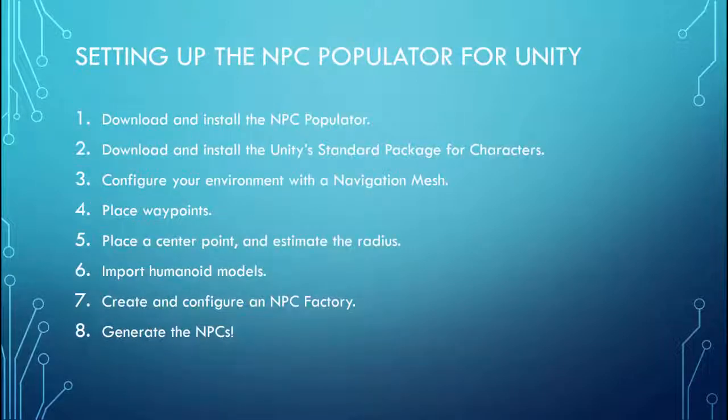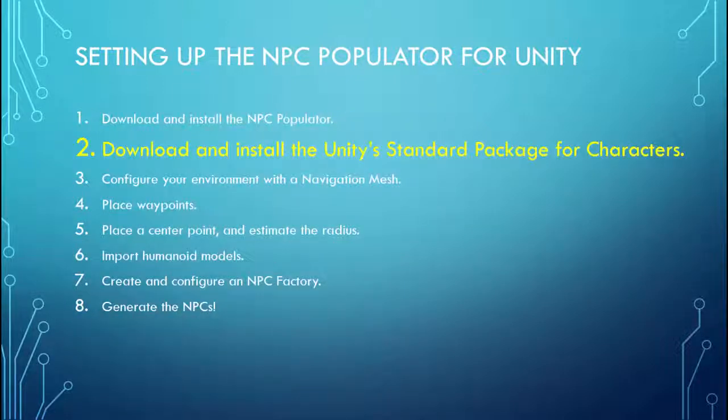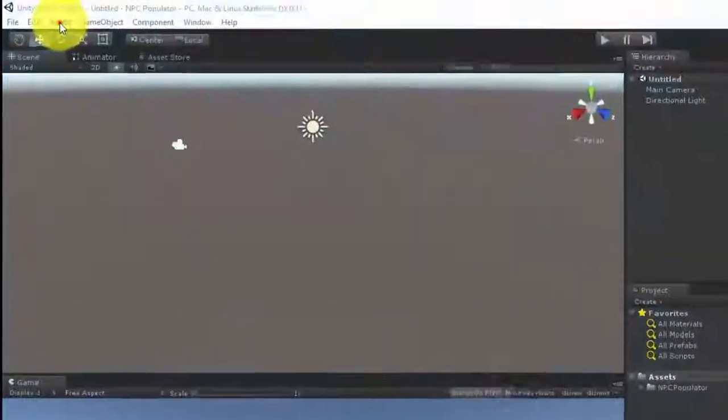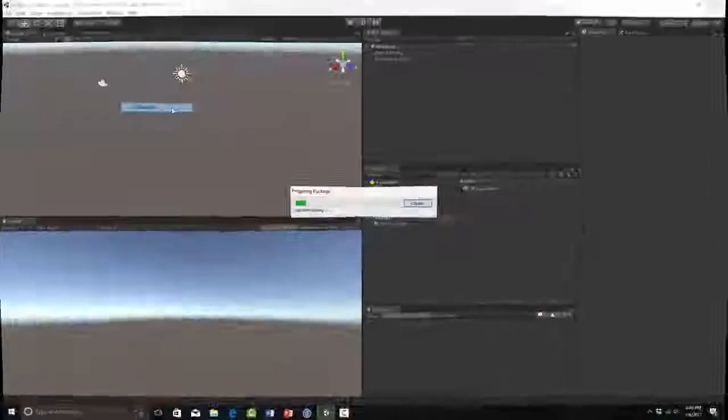In the rest of this video, we will run through an example of using the NPC Populator in Unity in 8 steps. For step 1, we will assume that you have downloaded the NPC Populator itself. For step 2, please download Unity's standard package for characters. This includes the walking and running animation clips that we will use.